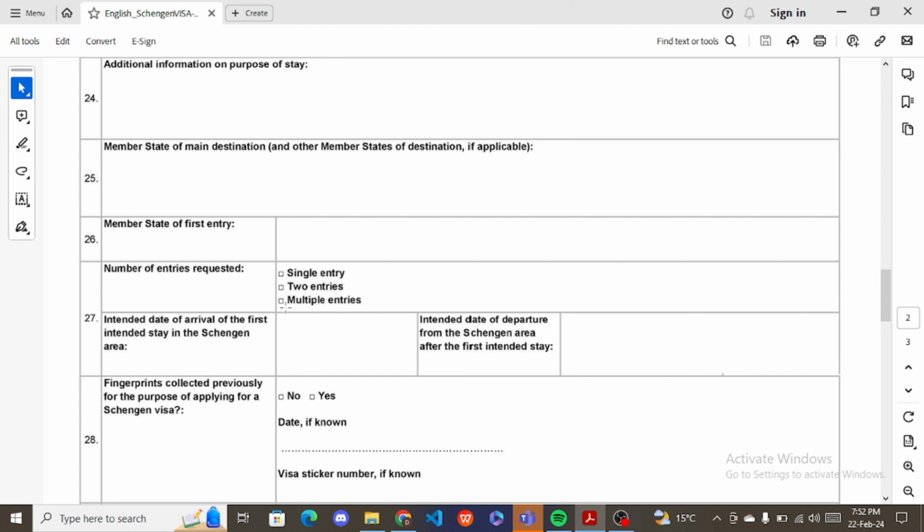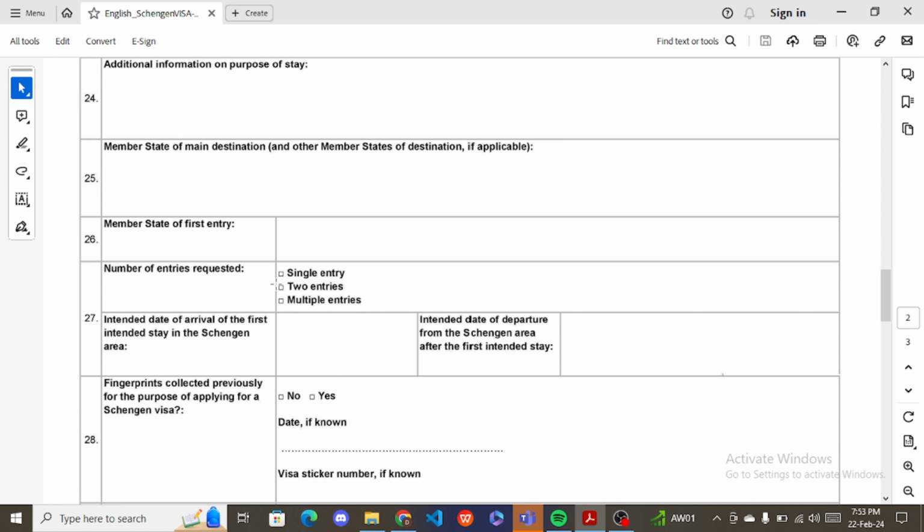I actually ticked the multiple entries, but when I got my visa, the visa was just for single entry. So I don't know why I wasn't given the multiple entries, even though I ticked that, but I eventually got the single entry.